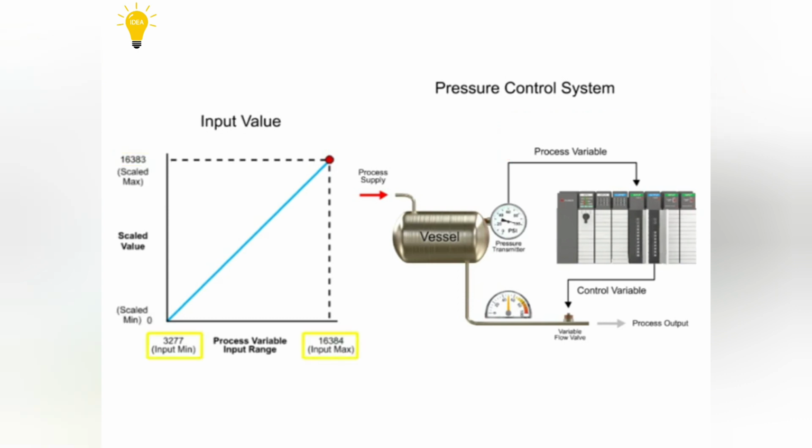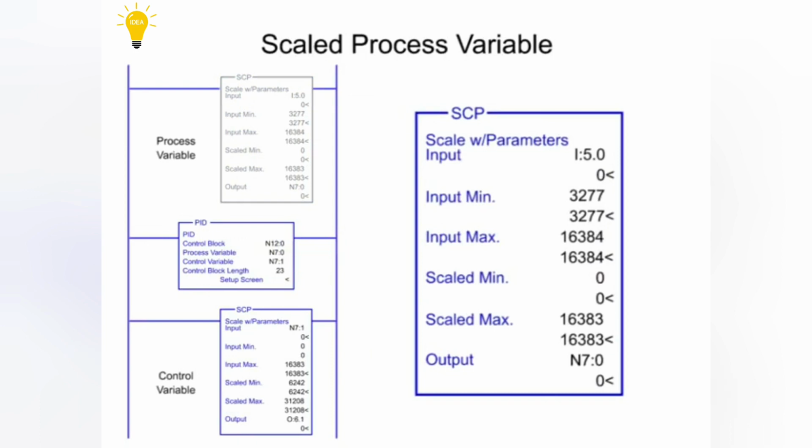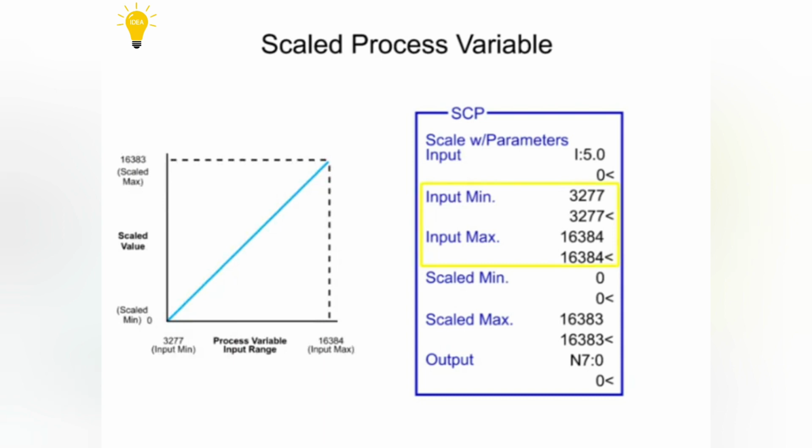The input value is scaled to a range of 0 to 16,383, compatible with the PID instruction, using the Scale with Parameters instruction, or SCP. The input parameter of the SCP instruction contains the memory address of the analog input module. The input minimum and input maximum are programmed as the smallest and largest values produced by the analog input module. The input values are then scaled between the ranges programmed in scaled minimum and scaled maximum parameters.